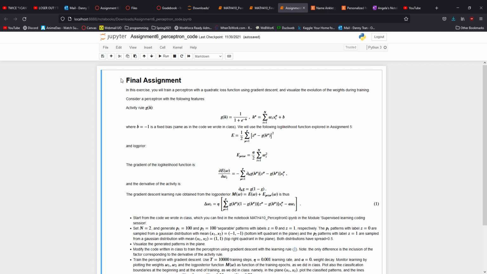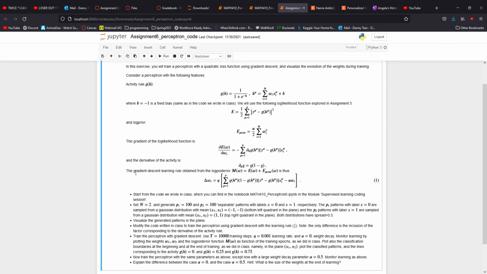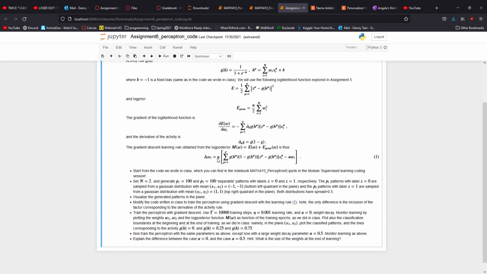So in this assignment, we are going to train a perceptron with a quadratic loss function using gradient descent, and we're going to visualize the evolution of the weights during training. So that's our goal, and we're given that the activity rule is the sigmoid function, pretty standard. We're using a fixed bias of b equals -1, and we're also given the gradient of the log likelihood function, the derivative, and the gradient descent learning rule is all this, and this is what we want.